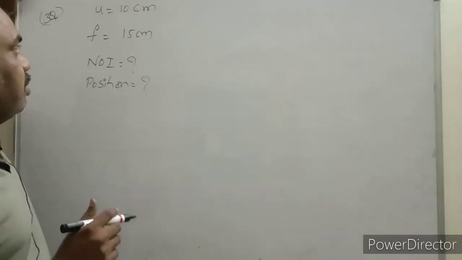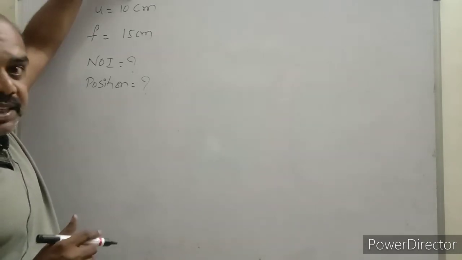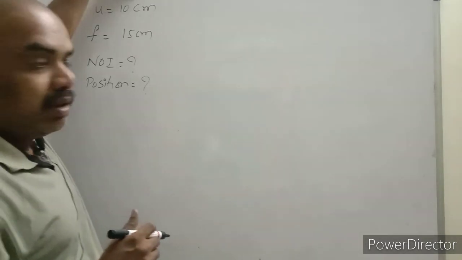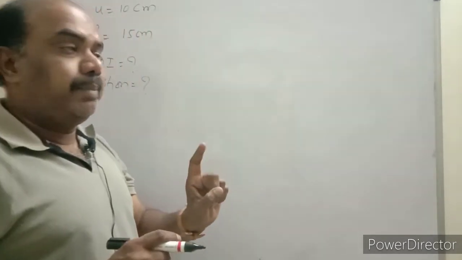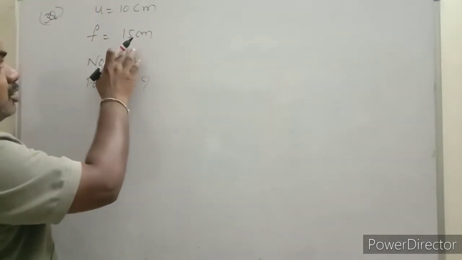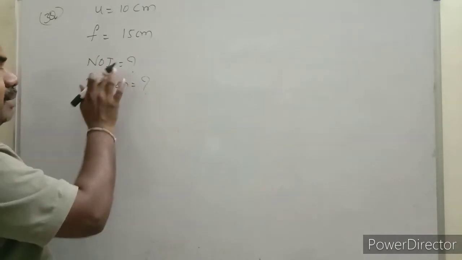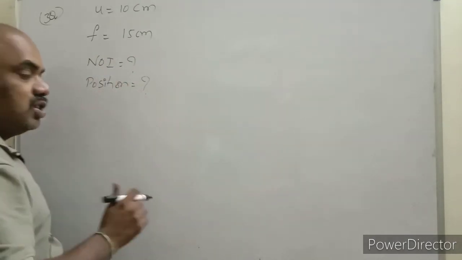See children, next problem, the third problem. Object distance is 10 centimeter from the convex mirror this time, and focal length is also given, 15 centimeter. Where is the image formed, and what is the nature and position of the image?